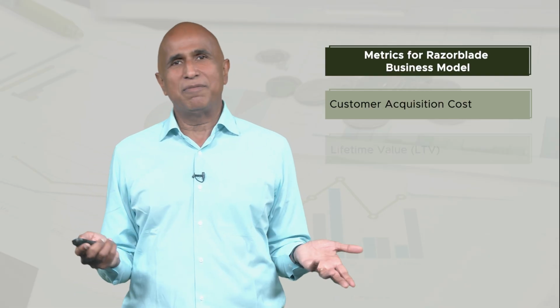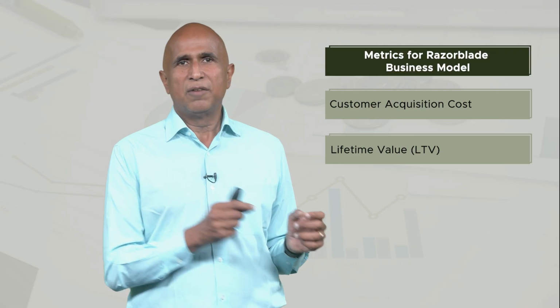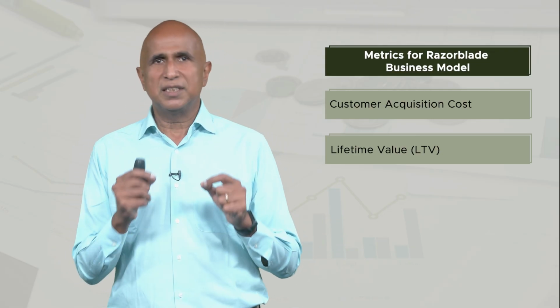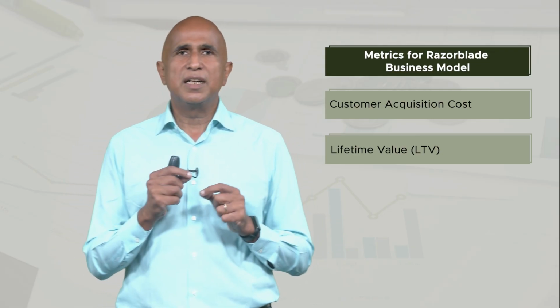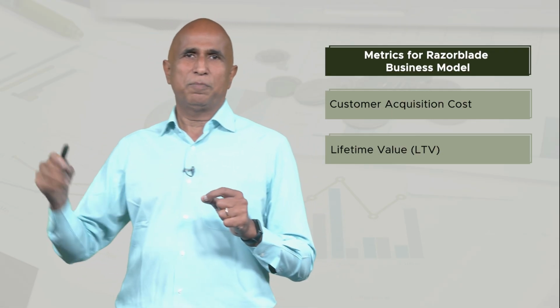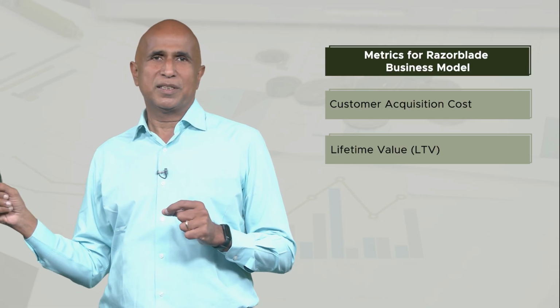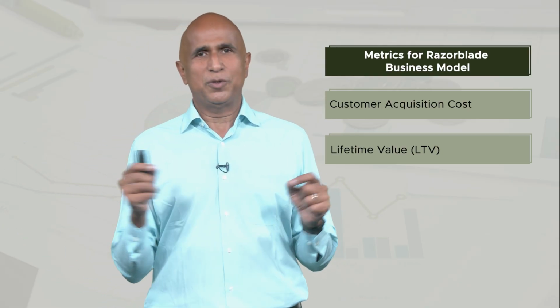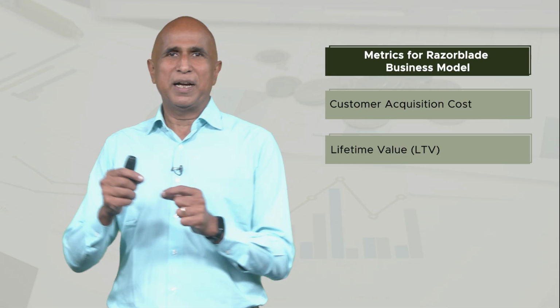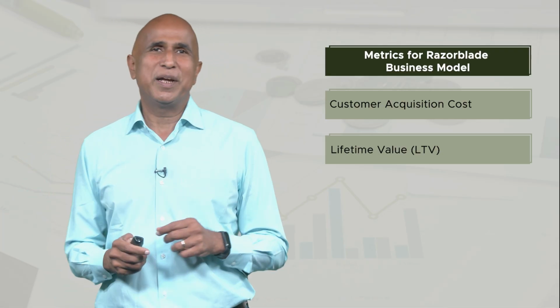The other one is the lifetime value. What is the total net profit that the company makes from any given customer? This is important because in a razor blade business model, the company is making money over a long period of time as the customer continues to buy the consumables. A higher lifetime value is important. The customer should keep buying for at least a few times before the company is able to make any money.